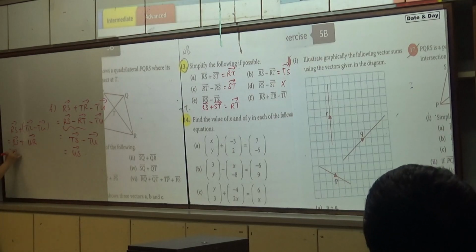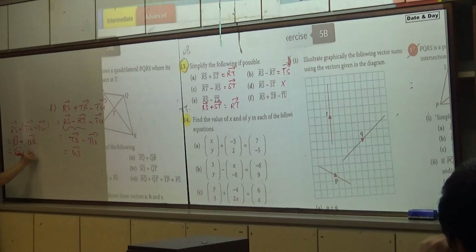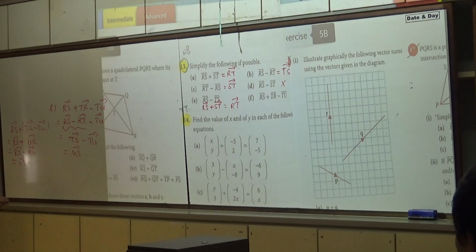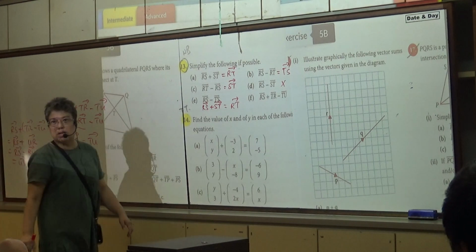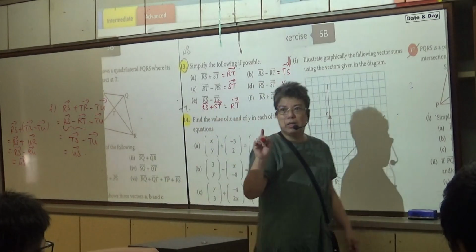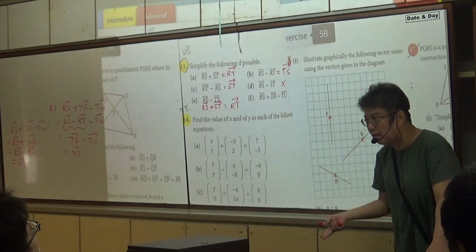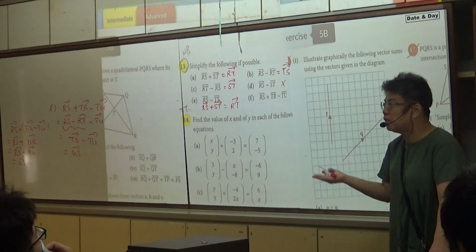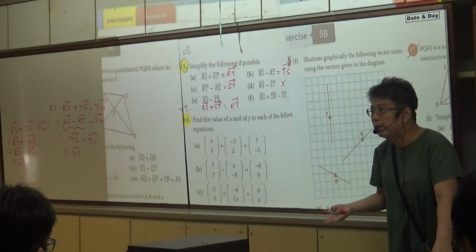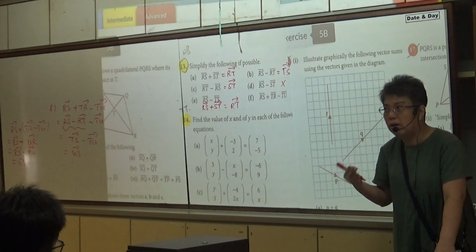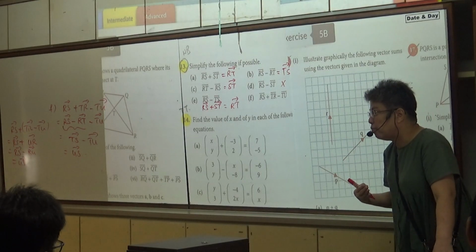So RS minus RU, so it's still US, correct? Can you see or not? Okay, so what is the learning point here? The learning point is that when you have AB, it's actually minus BA. Or you have PQ, it is actually minus what? QP. So you must know how to rewrite all this. Is that clear to everyone here?